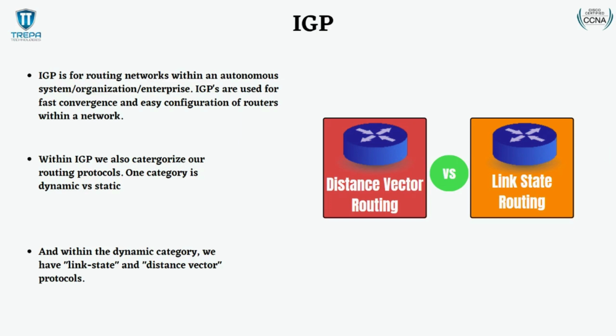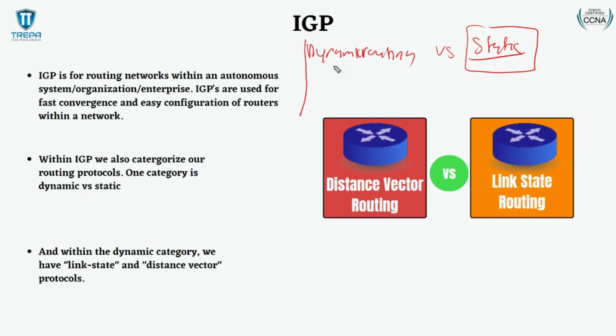So within IGPs, we also categorize our routing protocols into two different major ones. One category could be dynamic versus static, right? So we have dynamic routing protocols, and then we have static. Static is a routing protocol, okay? So a lot of people forget that, and it is an interior gateway routing protocol.